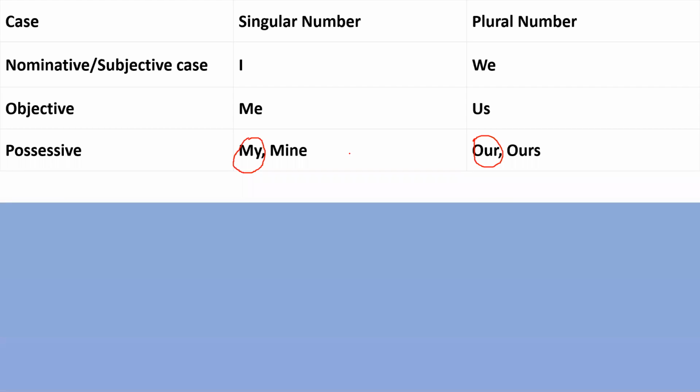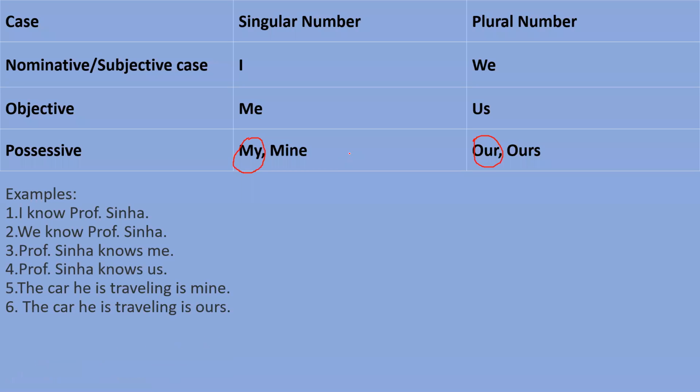Now we will understand what the subjective case, the objective case, and the possessive case are. Just observe these examples. Like, I know Professor Sinha. You will notice that in this I have written I here. This I is subjective case. So whenever we have to write a subject, we need to write the subjective case, right? I know Professor Sinha. But see the second example also.